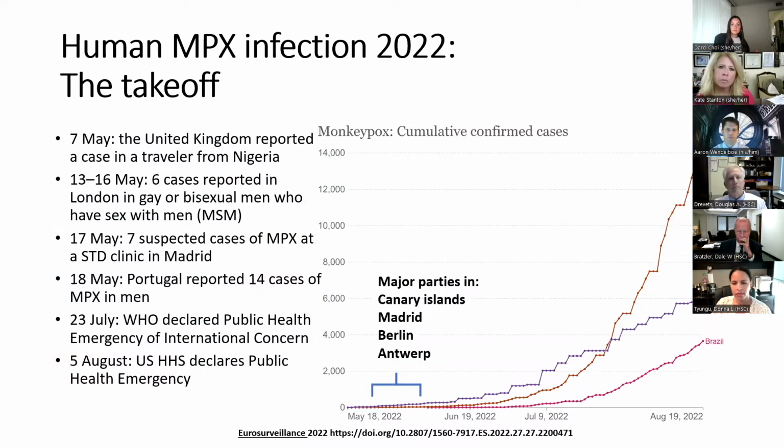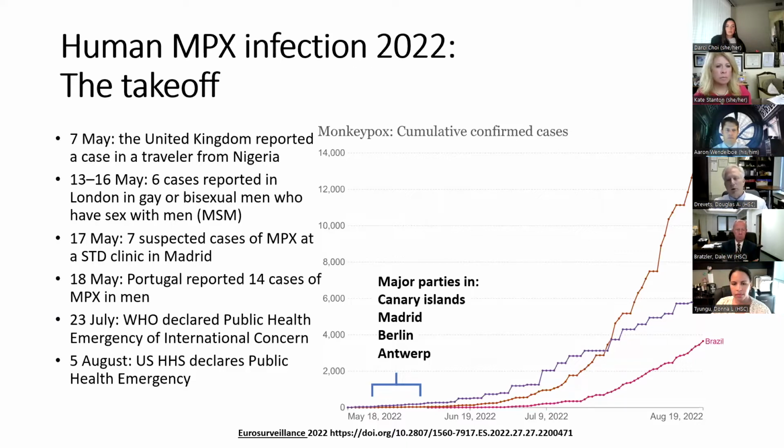Next slide, please. The next key thing that happened was this year, and it started more or less like this. On May 7th, the UK reported a case in a traveler from Nigeria. So there's really not much unusual about that, because this is how monkeypox had been identified in many countries. But then the next week, there were 6 cases reported in London in gay or bisexual men who identified as having sex with other men. Right after that, 7 suspected cases in an STD clinic in Madrid. Immediately after that, 14 cases of monkeypox also in men.